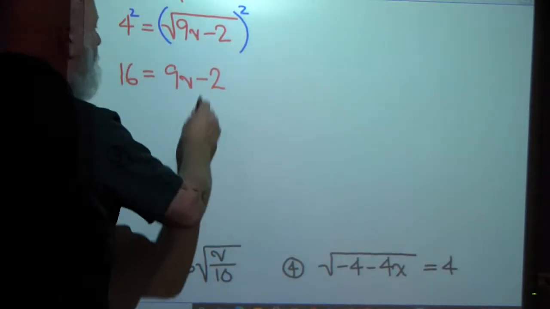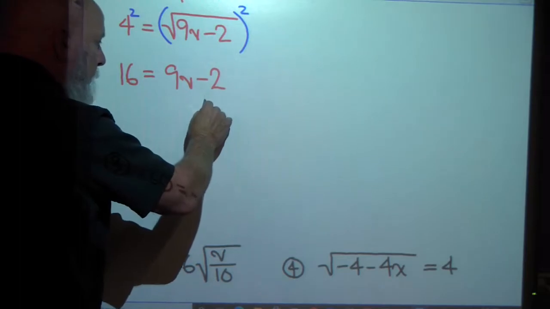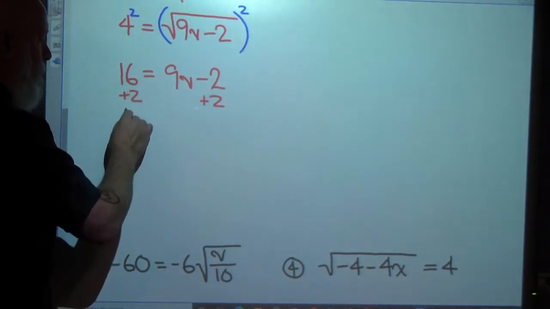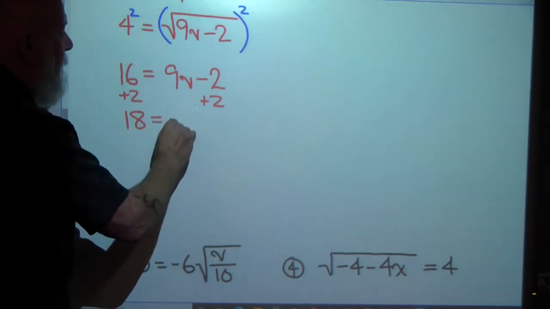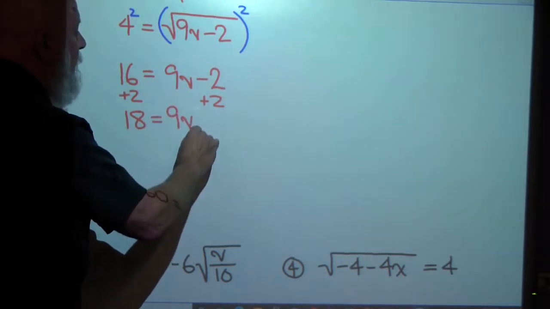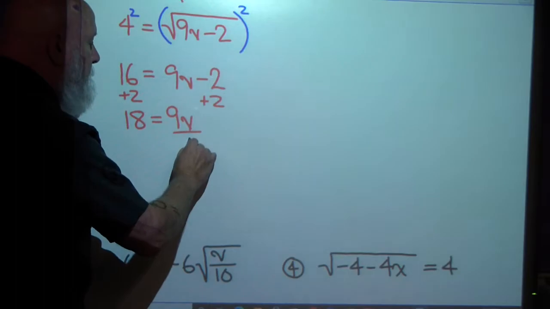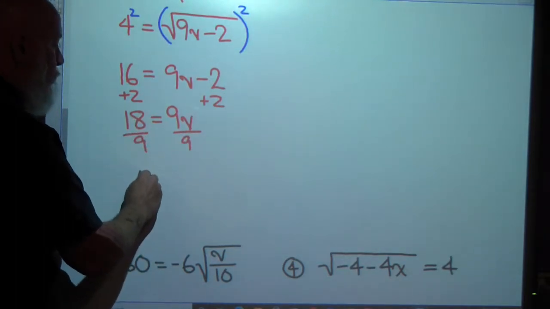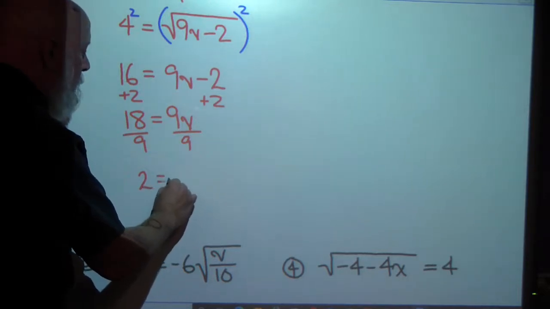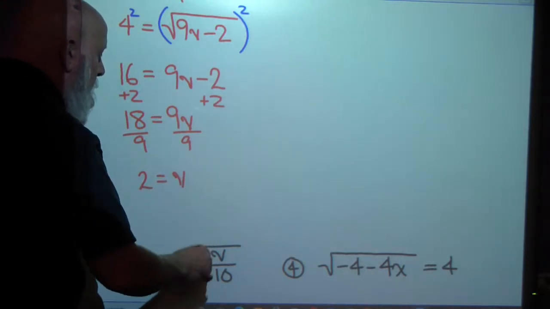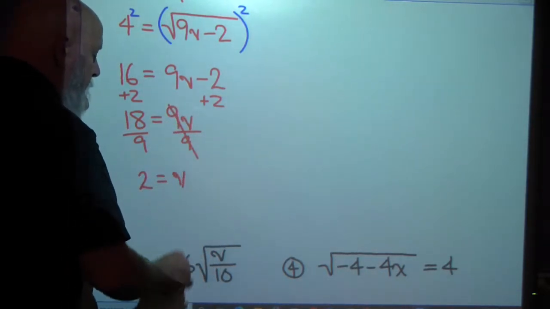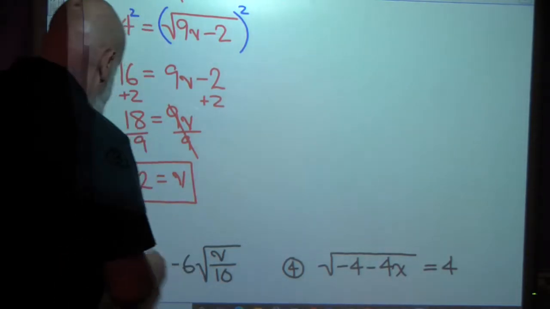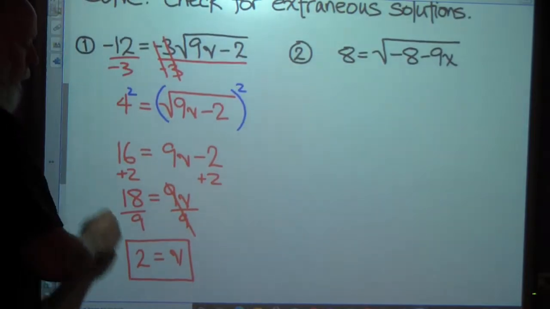So I'm going to add 2 to both sides. I'll go ahead and show that. Normally I would just do that in my head. And then divide both sides by 9. We got 18 divided by 9 is 2. Those cancel, yields v. And that's our solution, and we're going to check to see if it actually works. I'm sure it will, but we'll just check to make sure.